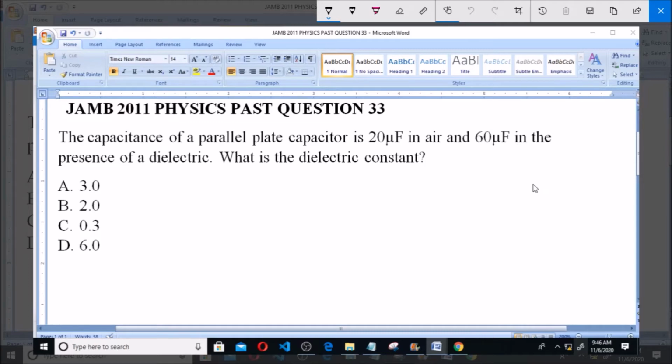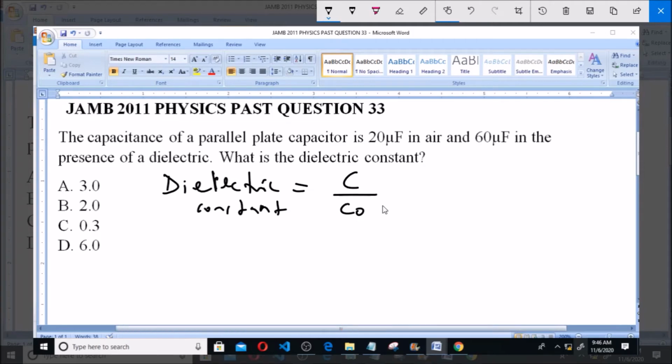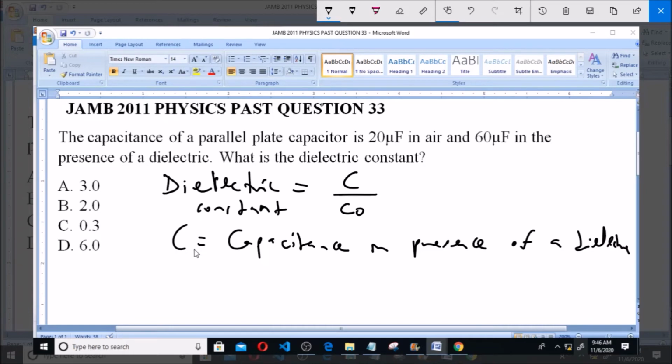So this is actually a very straightforward question. The dielectric constant is equal to C over C naught, where C is the capacitance in the presence of a dielectric, and C naught is the capacitance in air.